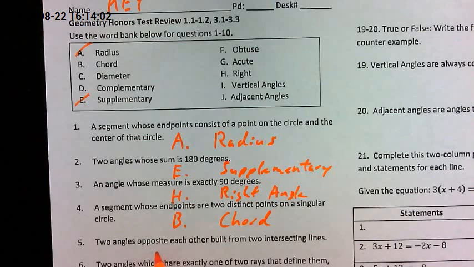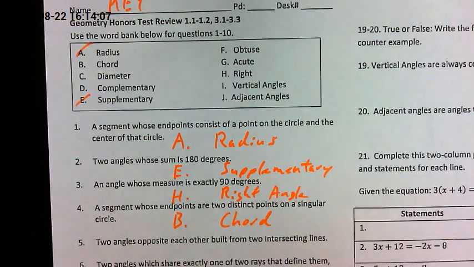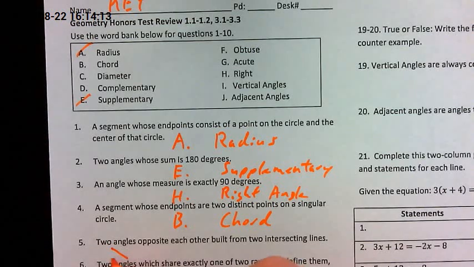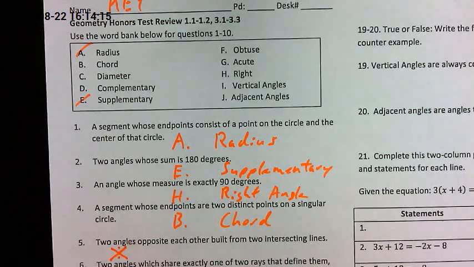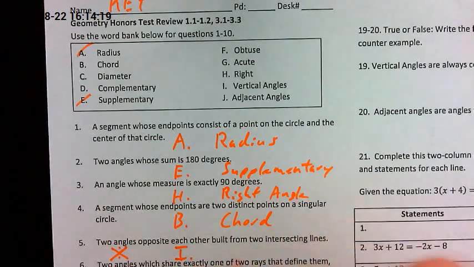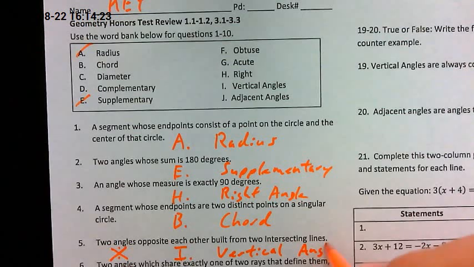For number 5, two angles opposite of each other built from two intersecting lines. So if you had two lines intersecting, just two, and they were the opposite angles, so if I drew a picture for that one, it said these two angles here, that would be an example of vertical angles. So that's I, vertical angles.